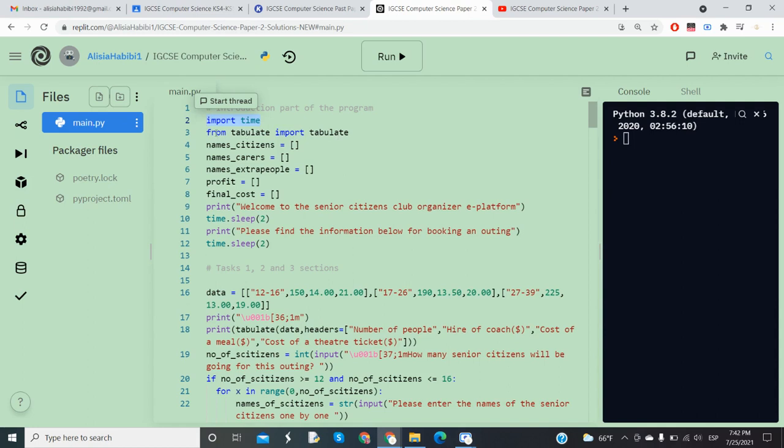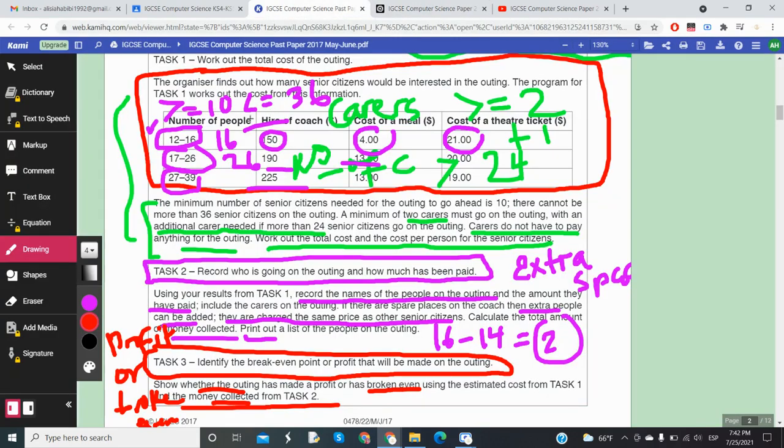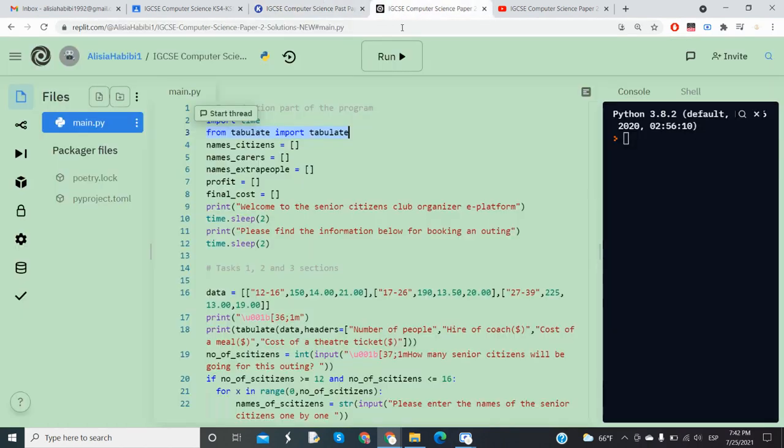I again have from tabulate import tabulate. If you guys have watched the previous video tutorials, you probably know what this is by now. Tabulate is basically a module that is extended from Python, and it's used to display data or information in a tabular form. So the reason I did that, obviously you can imagine, was because I would need to display this table of information in a tabular form for the user to see, of course, before booking for an outing.